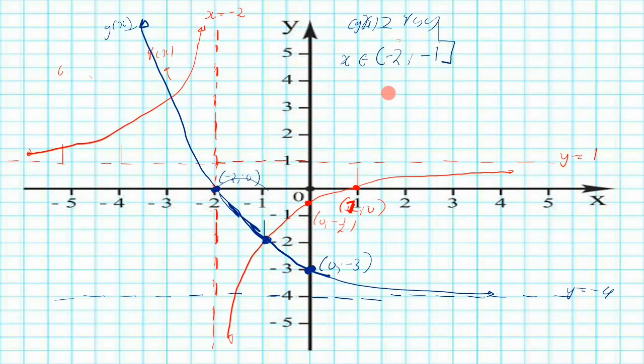Now another way to indicate this is to say x must be greater than -2 like this, and then less or equal to -1. So you can indicate it this way, or you can indicate it that way. So let me erase this one. So these are the two ways in which you can indicate that. It's either you indicate it this way if you are used to this, or you indicate it like this.